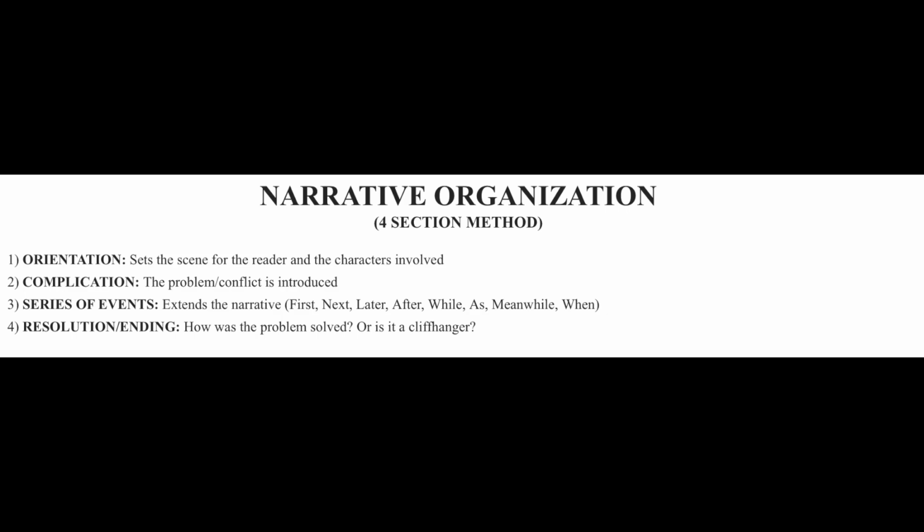Then comes a series of events that extends the narrative. And lastly, we round off our stories with a resolution or ending. We report on how the problem is solved. Occasionally, there is a cliffhanger ending or a dun dun dun, to be continued.